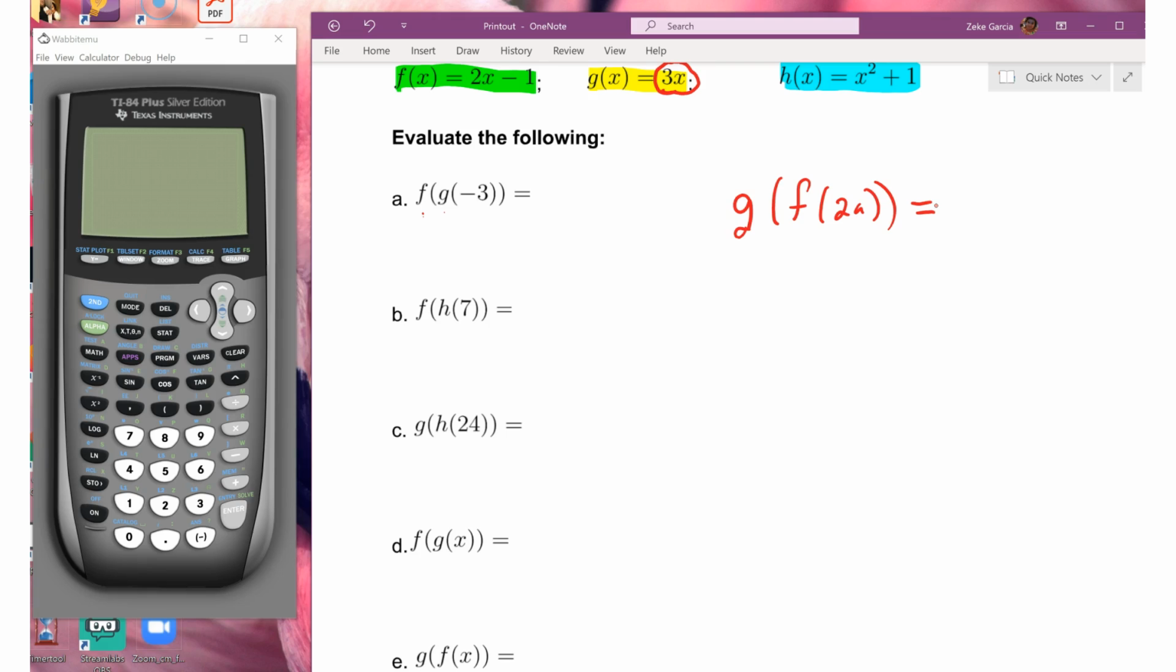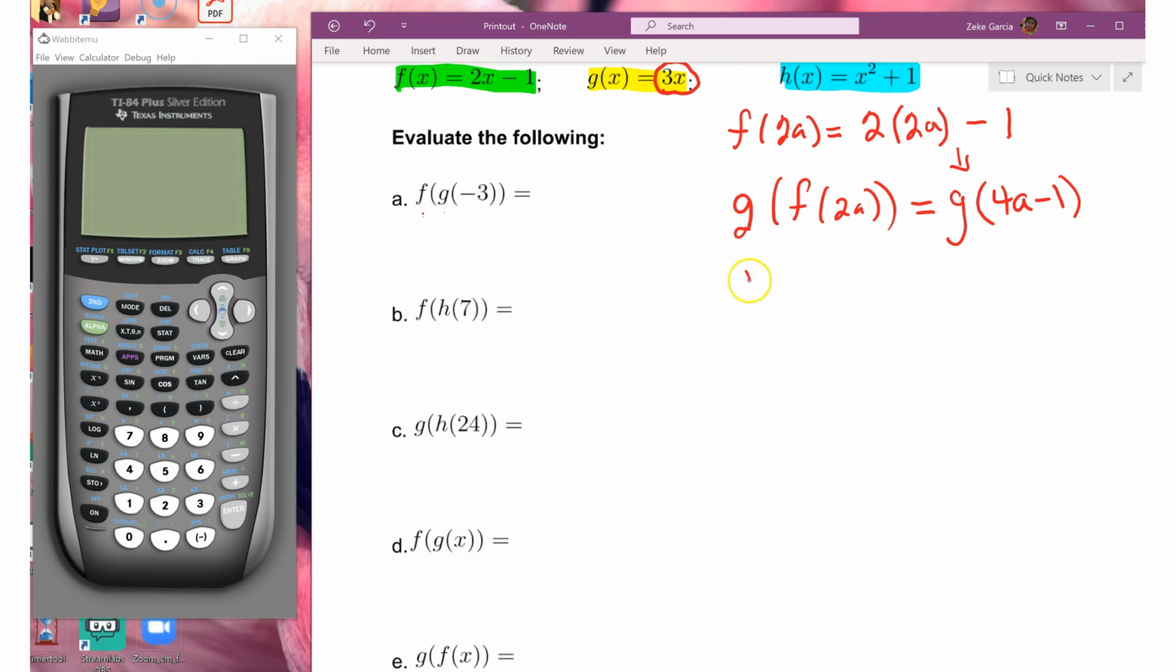So now we're trying to find g of f of 2a. So we have to find first f of 2a, which is 2 times the input minus 1. You always want to think about the x as an input, and then you'll get it straight. So you're going to write 2a. So now you've got to find the product. 2 times 2a is 4a minus 1. So now that's going to be the input for g. So it's 4a minus 1. That is the input for g.